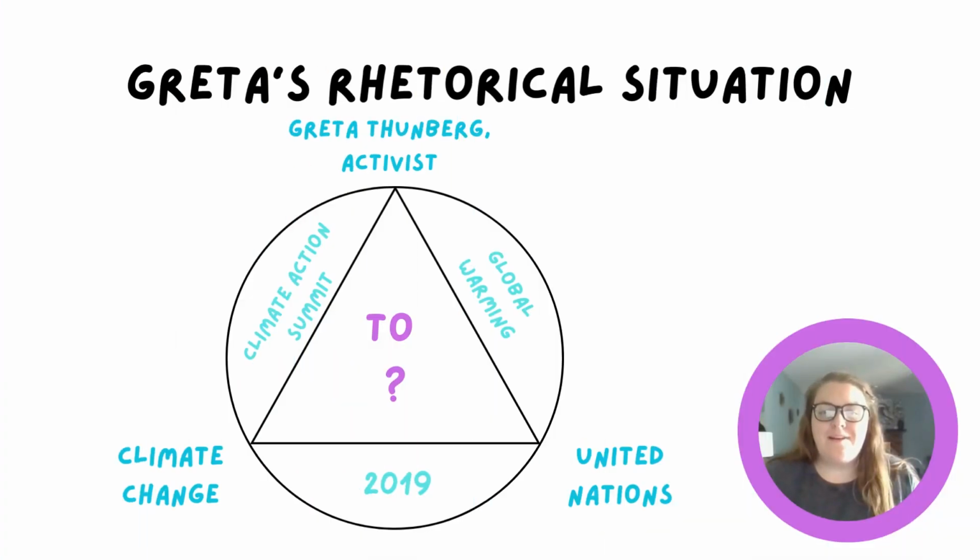Let's start with 3 points: speaker, audience, and subject. The speaker is, of course, Greta Thunberg, a climate change activist. She is speaking to members of the United Nations, and her topic is climate change. Pretty straightforward. From there, we look at context we can gather from the text. It occurred in 2019. She was speaking at a summit meant to take action against climate change. And finally, the ever-present threat of global warming is well known. These 3 factors make up part of the context.